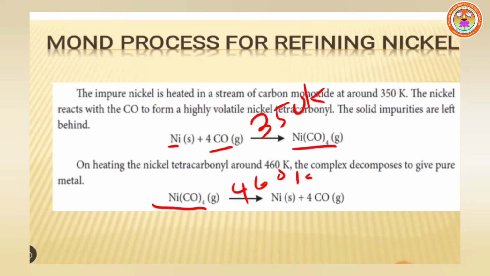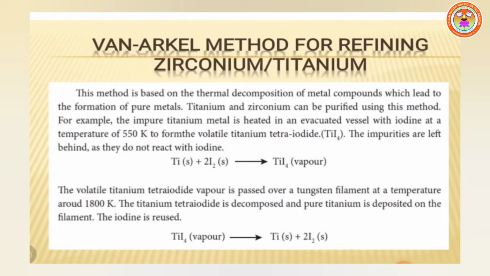Next we are going to see purification of zirconium and titanium by the Van Arkel method. Zirconium and titanium are refined by the Van Arkel method. It is also one of the thermal decomposition methods. Now we can see how titanium is refined by the Van Arkel method. The impure titanium metal is heated in an evacuated vessel with iodine at a temperature of 550 Kelvin, meaning a volatile titanium tetraiodide vapor will be obtained.